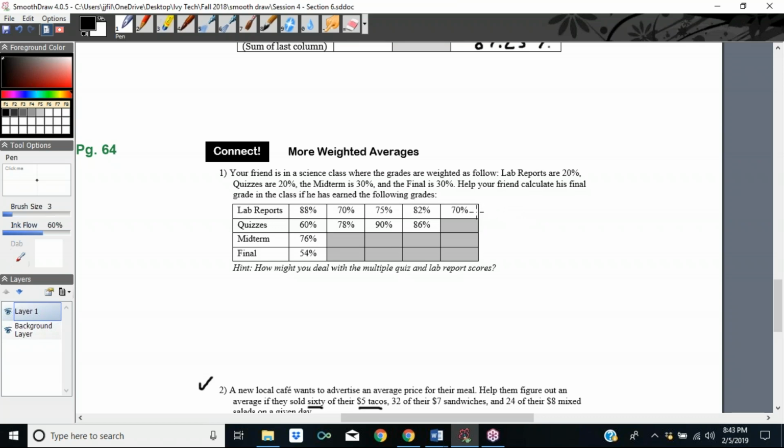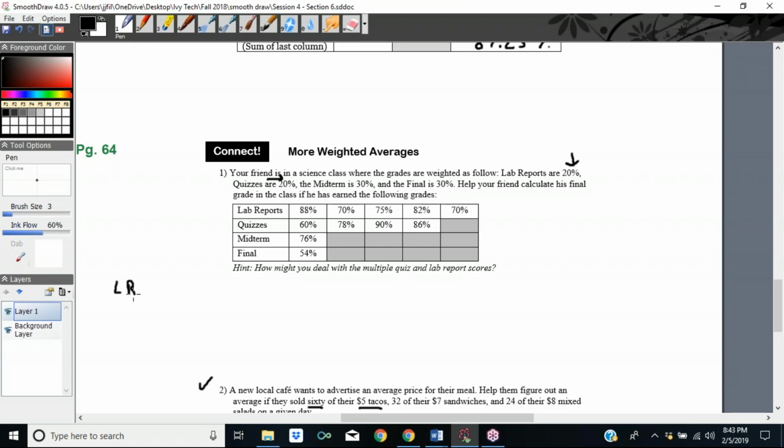So notice the multiple grades for the lab reports: 88, 70, 75, 82, and 70. What we need to do is find the average of the lab reports and take it times their weight in the class. Then we need to find the average of the quizzes times the quizzes' weight in the class. The midterm and the final, there's only one of each, so there's not much to do there.